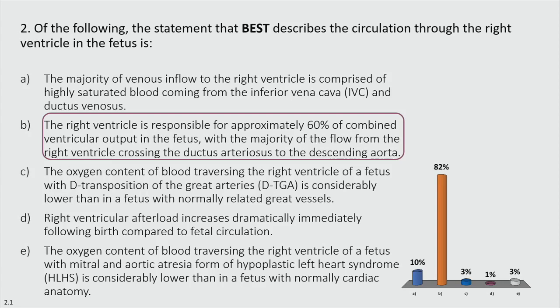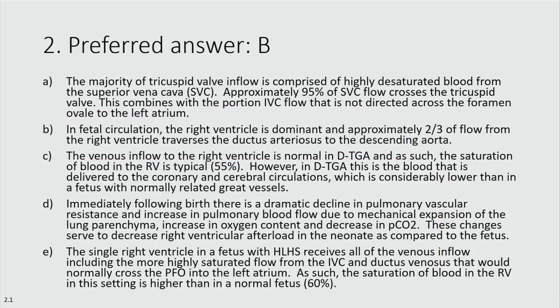But there's a small portion of you who actually thought that the majority of the venous inflow to the right ventricle was comprised of highly saturated blood coming from the inferior vena cava and ductus venosus. I will talk about that in a second. So the right ventricle is responsible for approximately 60% of combined ventricular output in the fetus, with the majority of the flow from the right ventricle crossing the ductus arteriosus to the descending aorta. The reason why option B is correct is because in fetal circulation, the right ventricle is dominant, and approximately 2/3 of the flow from the right ventricle traverses the ductus arteriosus to the descending aorta.